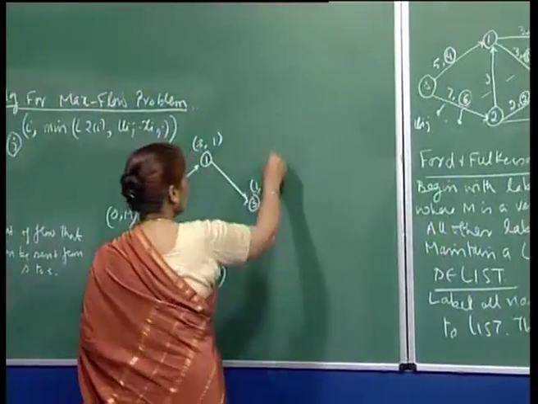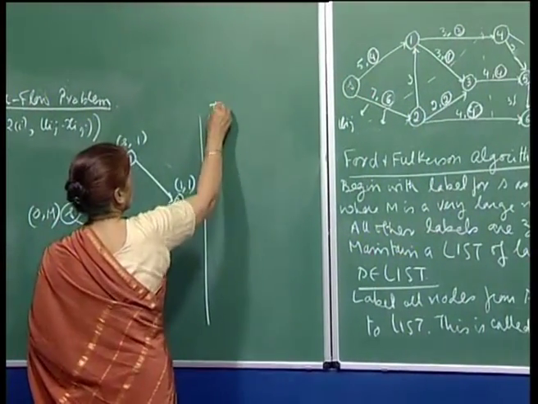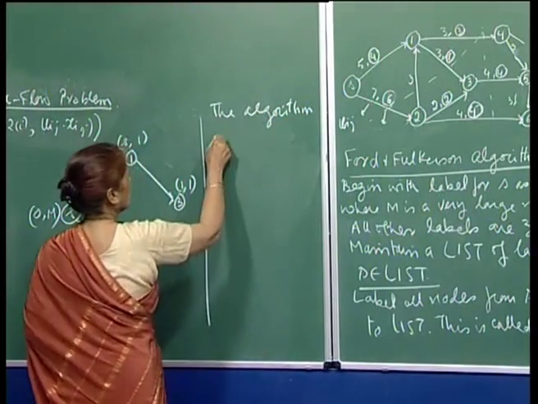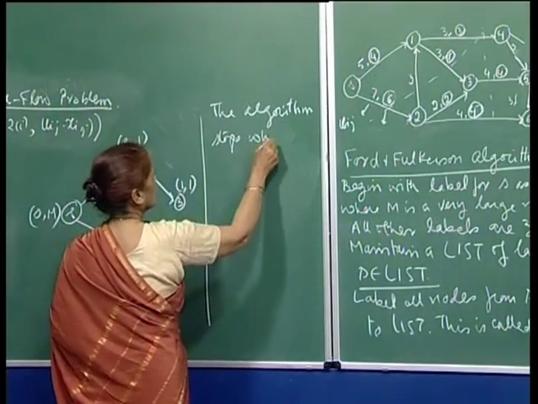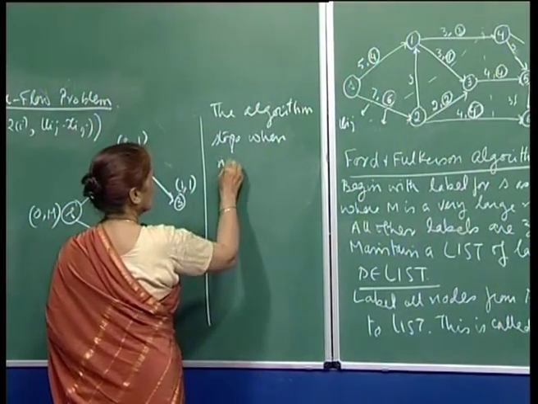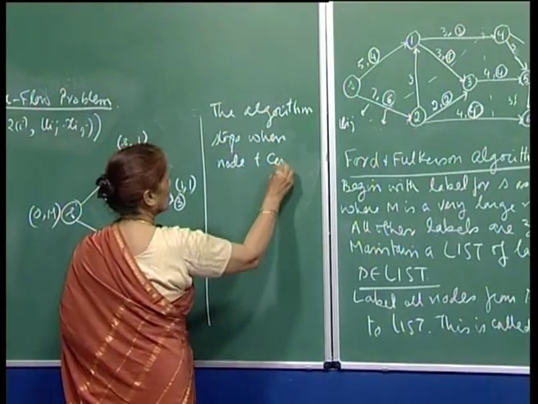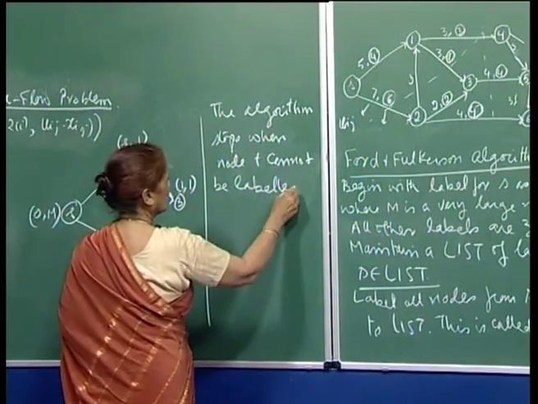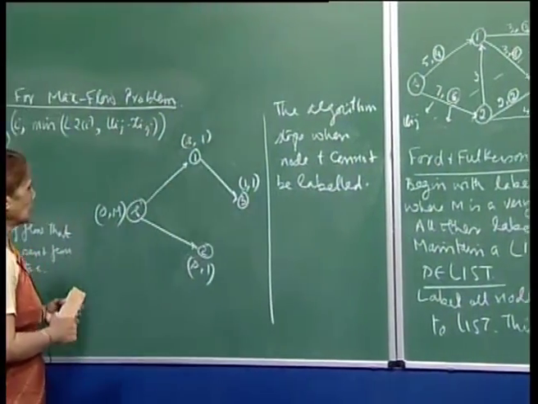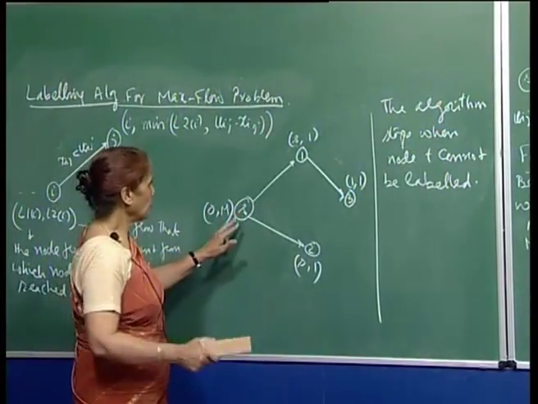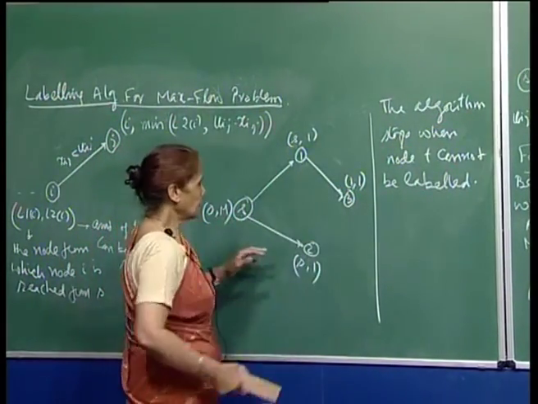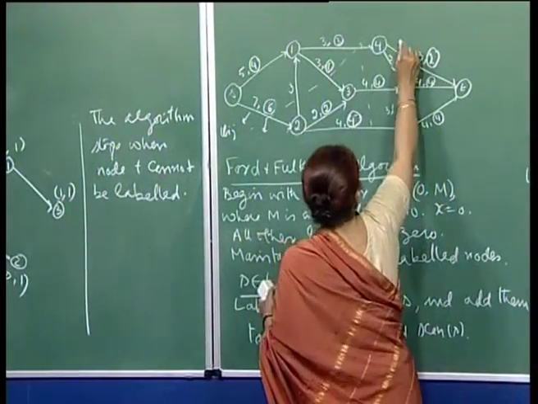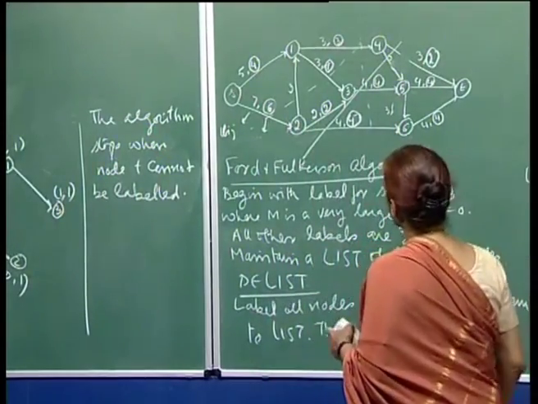So then what would be the termination criteria? The algorithm stops when node T cannot be labeled, right, and this is what I will prove to you. So let's quickly do it. See, here we could label 1, 2 and 3. So what I'm now going to show you is that this will define my cut.